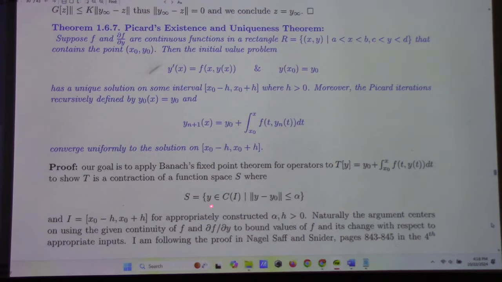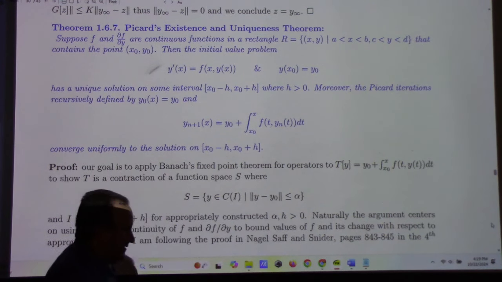We're going to make that function space S the continuous functions y on some interval I that are within alpha units of the constant function y naught. So we need to come up with what the I and what the alpha are. We haven't figured that out yet. The argument centers on the continuity of the defining function for the differential equation and its partial derivative. Let's see how it goes.